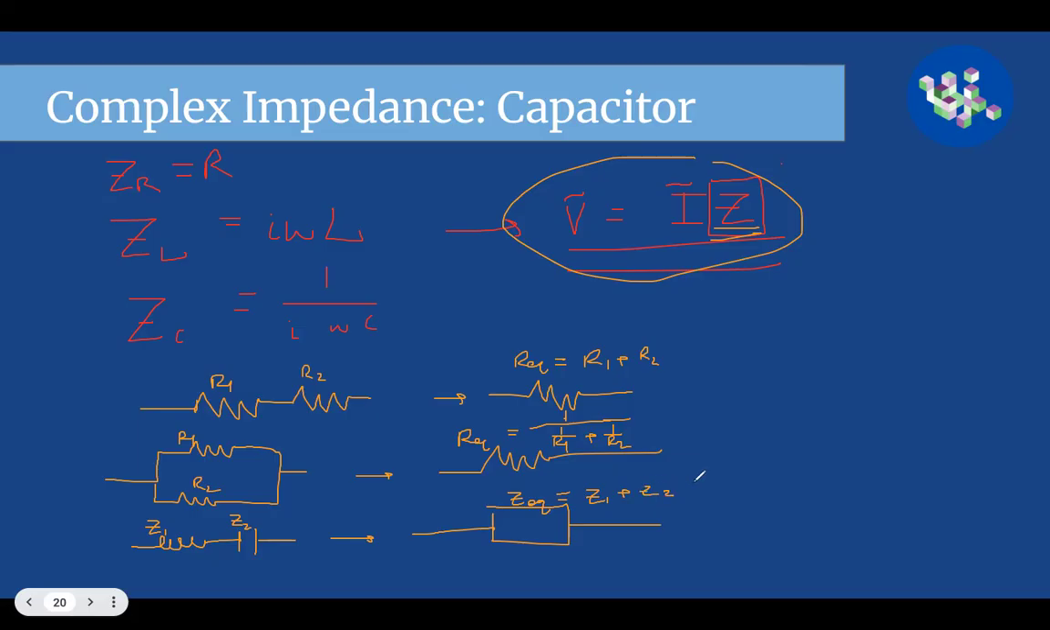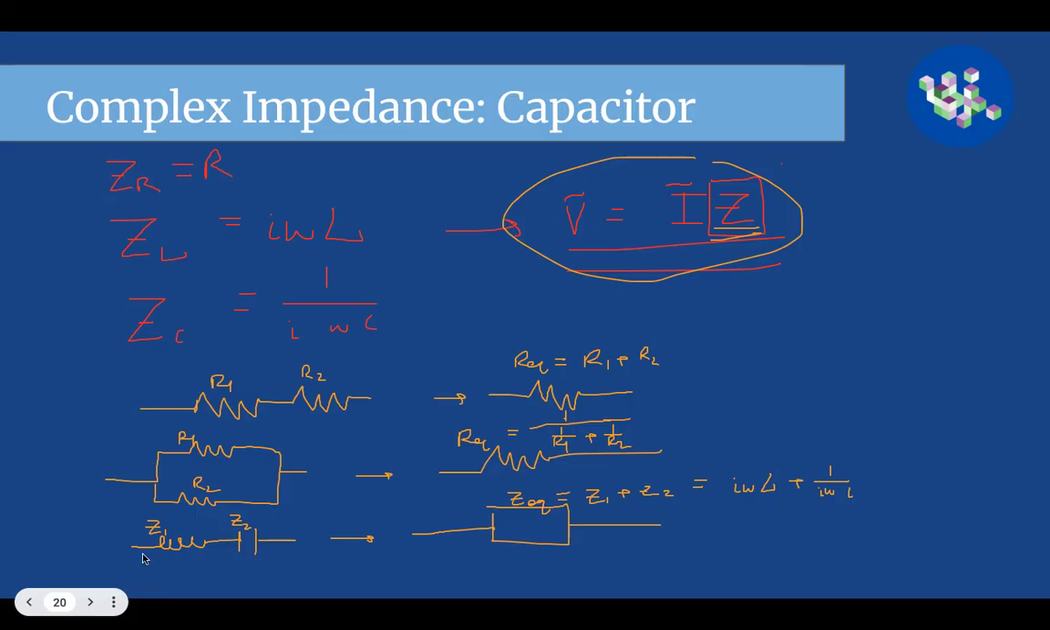Z1 plus Z2 will be equal to, if you remember, I omega L plus 1 over I omega C. And you can do the same thing if you have them in parallel, right? So I have an example like that. And maybe I'll even add a resistor here.